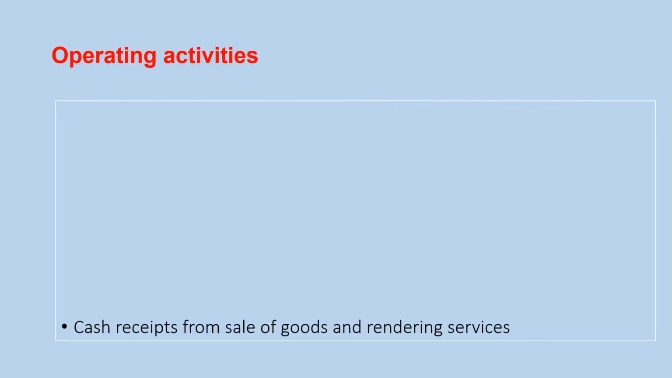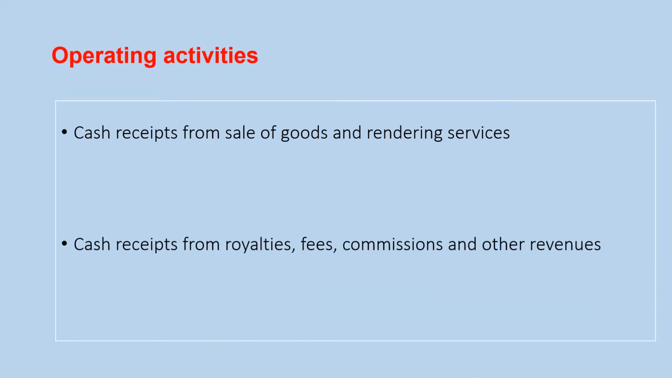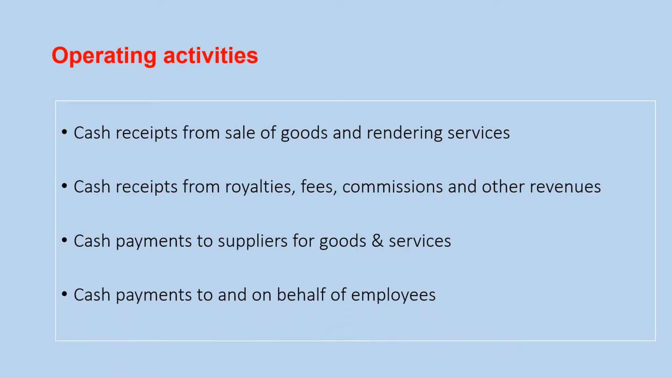Operating activities include cash received from sale of goods and rendering services, cash received from royalties, fees, commissions, and other revenues, cash payment to suppliers for goods and services, and cash payment to and on behalf of employees.